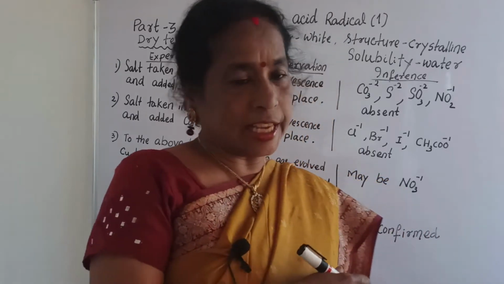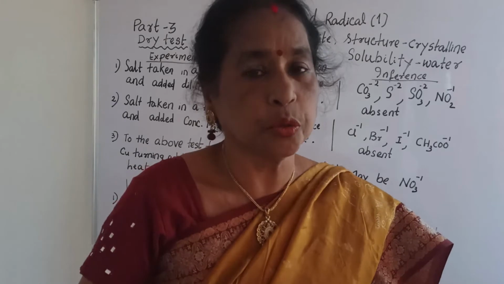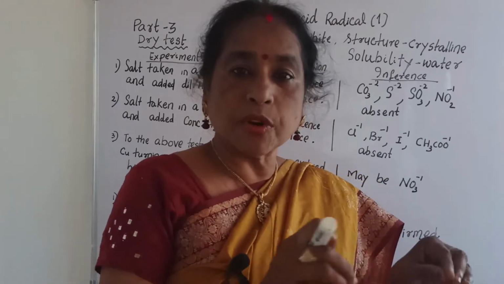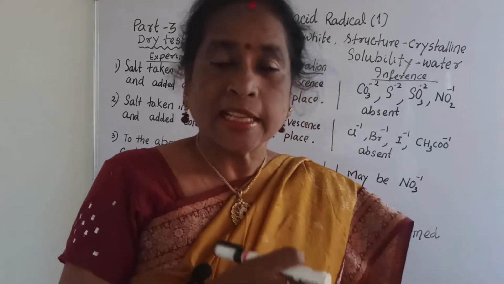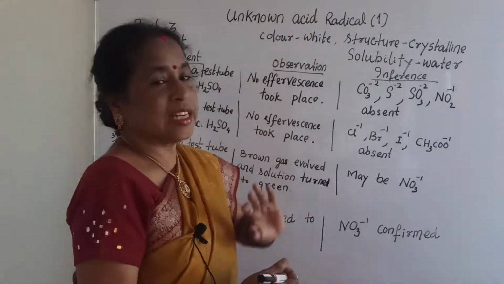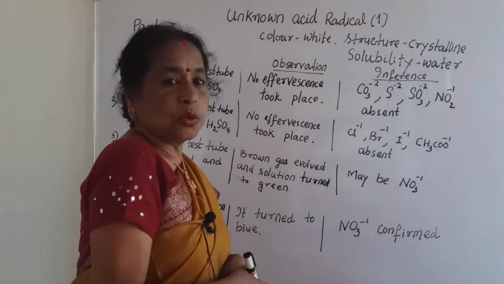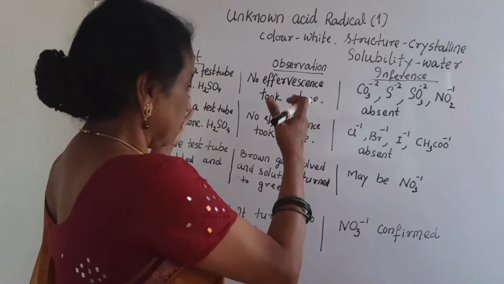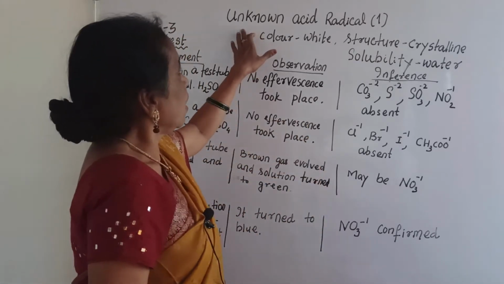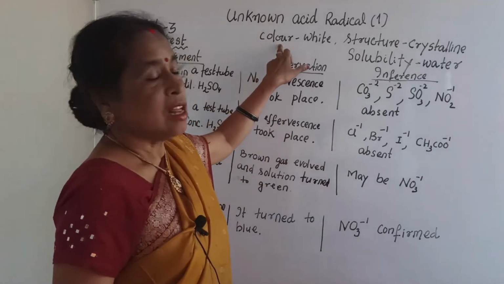Now we will see here an unknown salt. Suppose one salt is given to you which is unknown. That means you don't know what the salt is, what acid radical is present. Then what will we do? Let us start with unknown acid radical number 1 which is given to you. According to the positive test, effervescence, we will proceed. Now when the salt is given, you see the color. What is the color?